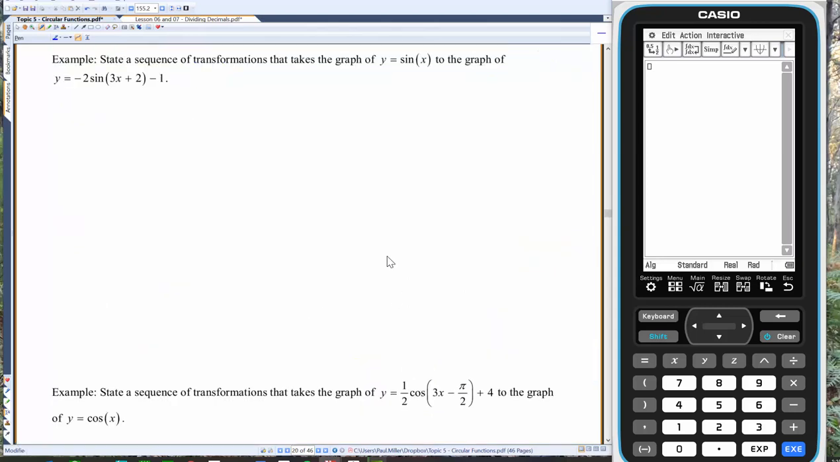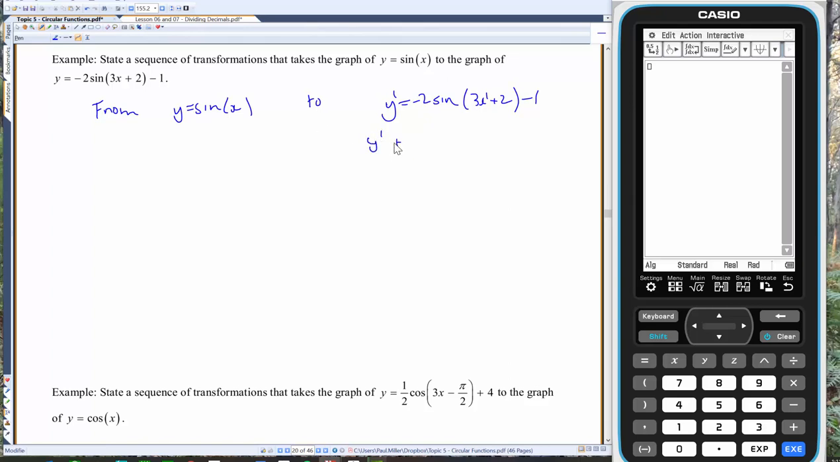Take the sequence to go from this to this. So we're going to go from y equals sine x to y equals negative 2 sine 3x plus 2, take 1. So from this to this, okay, this is the original, this is the image. So let's pop some dashes in there.